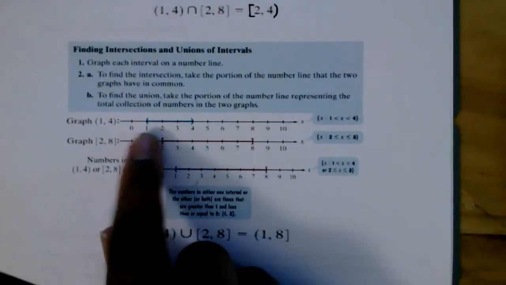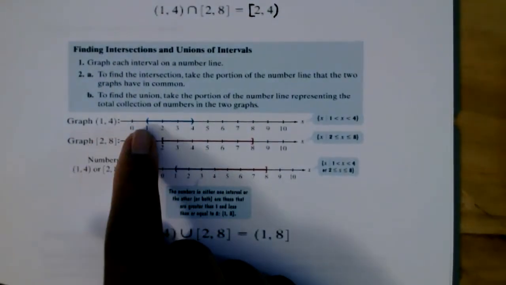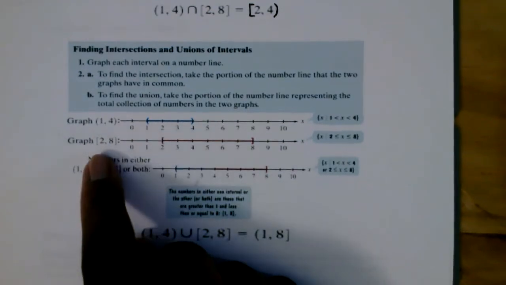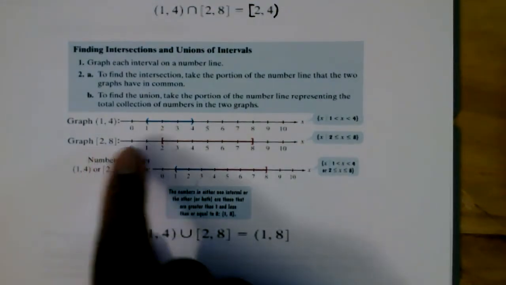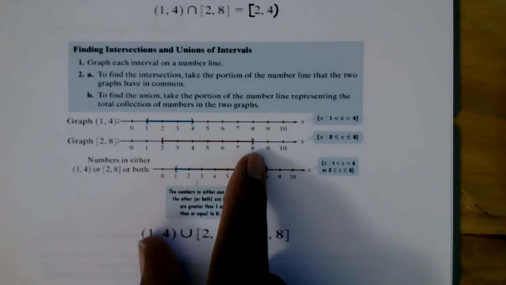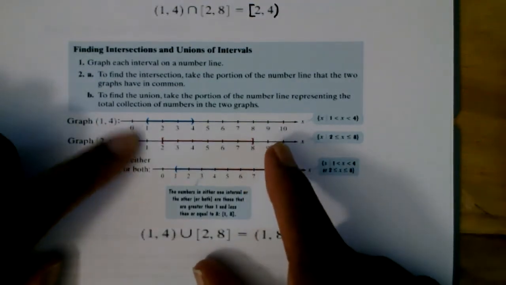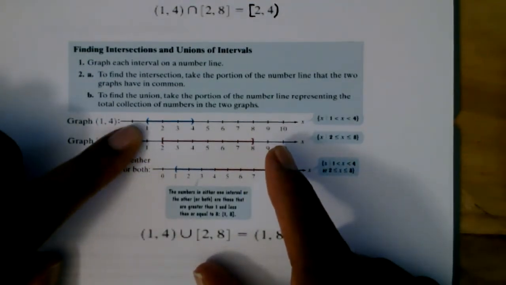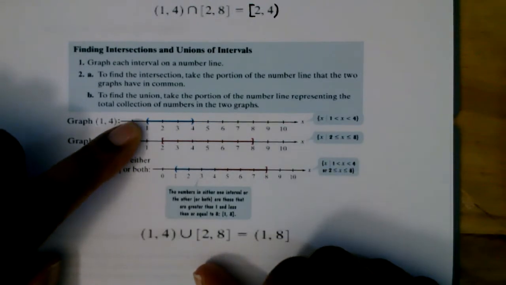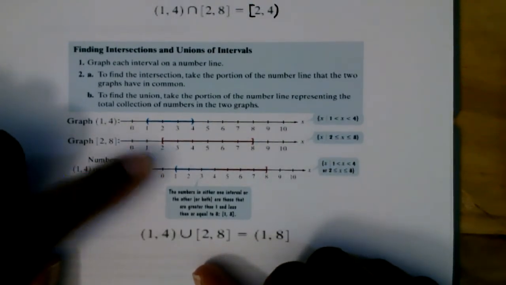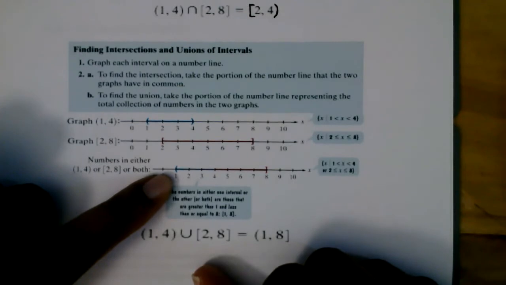Now, as you notice, the open interval (1, 4) is graphed, and the closed interval [2, 8] is also graphed here as well. To find the union, we use the furthest endpoint on the left and the furthest endpoint on the right of those two graphs. If you compare the left side, the furthest one on the left is the 1, and it has a left parenthesis there, so we use a left parenthesis at 1.